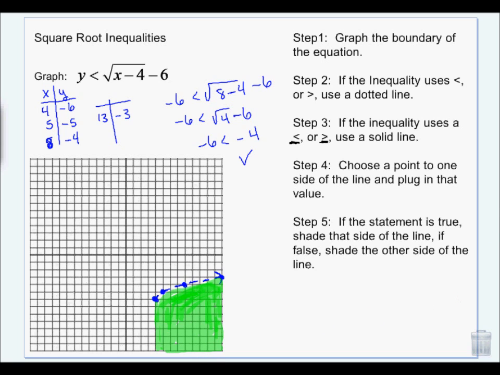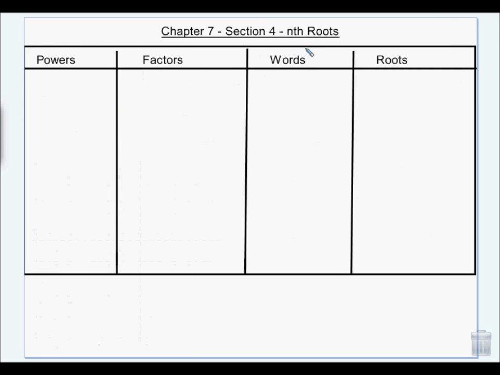On to nth roots. Okay, actually, you know what?